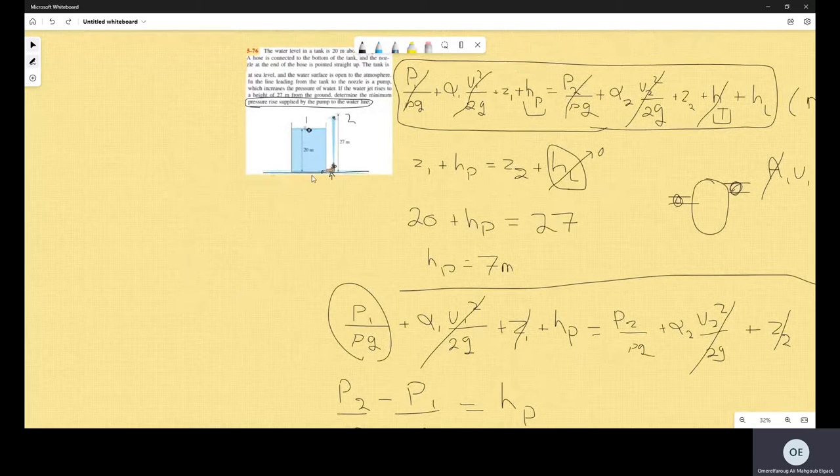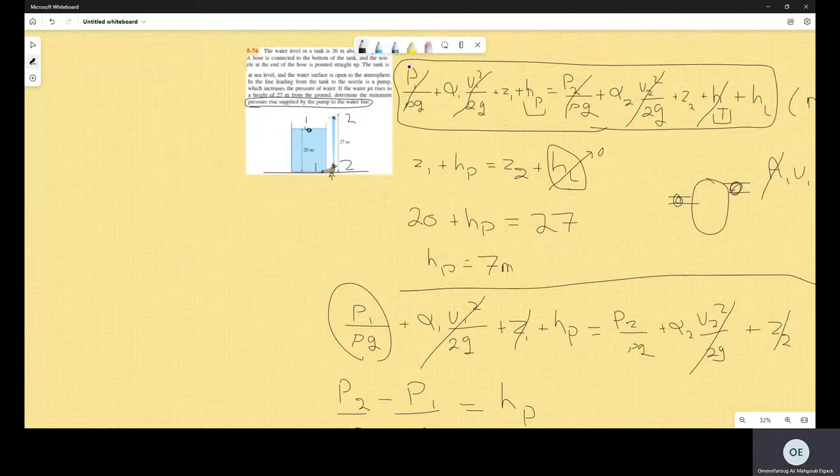Sorry, I made a mistake here. If you want to apply the equation directly between point one and point two, you can cancel the velocity terms. Before I said that you don't know the velocity here, but you can cancel it because the area is the same, so you can cancel both terms. But the problem will be, imagine I apply it directly between point one and point two.